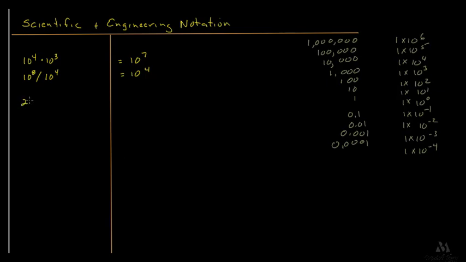All right, so let's add a more realistic number on here. Let's say 2 times 10 to the fifth times 3 times 10 to the second. So we are going to go ahead and multiply the 2 and the 3 and get a 6. And we are going to add the exponents, that's going to be a 7. So 6 times 10 to the 7th.